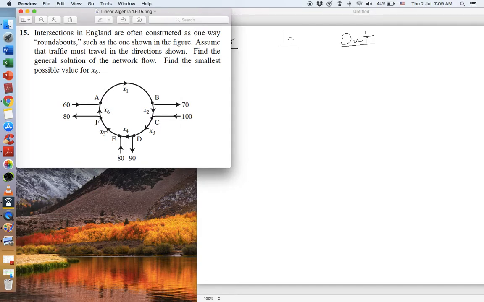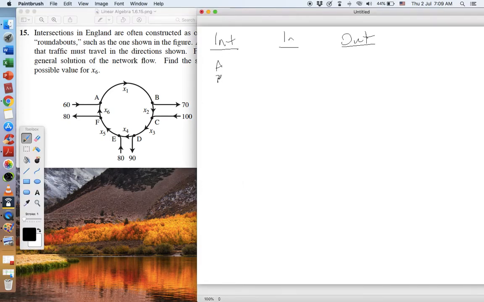So we've got a roundabout here in England, and we've got these nodes or these intersections A, B, C, D, E, F. I'm going to label those A, B, C, D, E, and F. And at those intersections we've got traffic in and traffic out. And so at A we can see incoming we've got X6, and then we've also got an additional 60 coming in, and then outwardly we've got X1 going out from A.